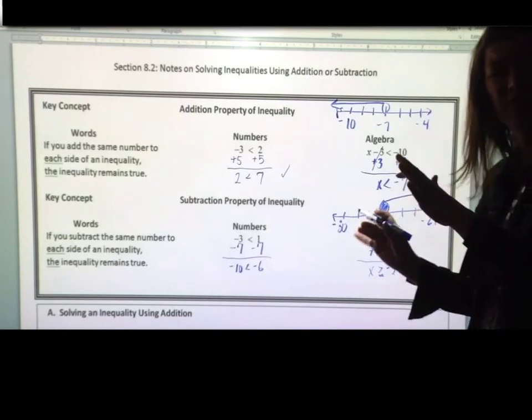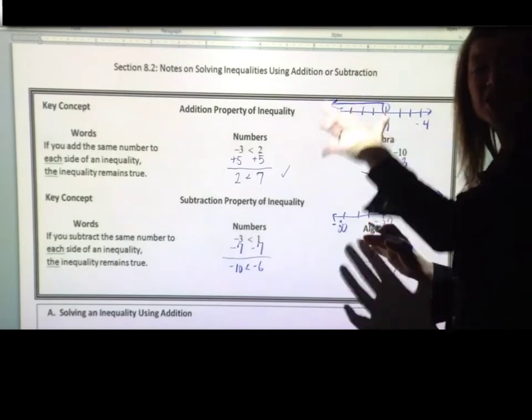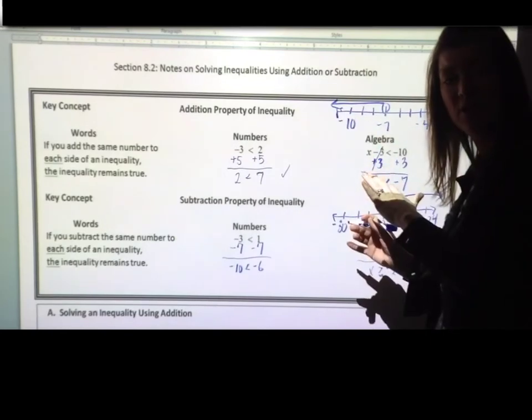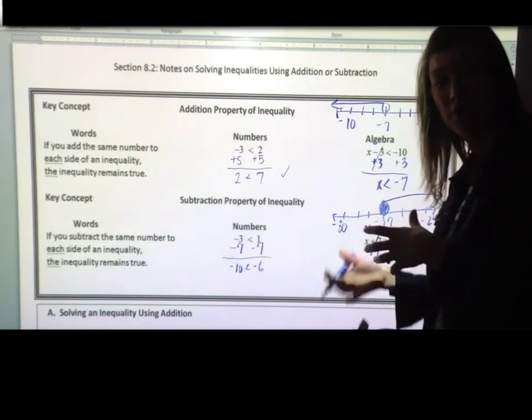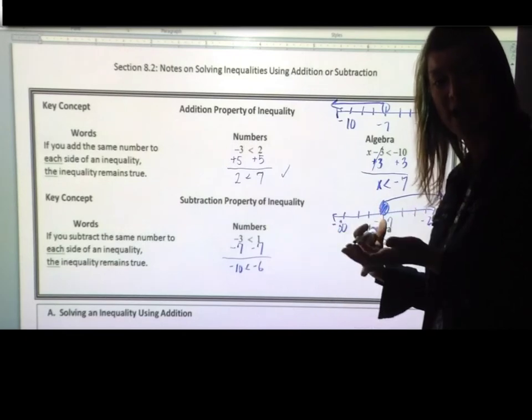So that's a quick refresher of graphing and our two properties, the addition property of inequality and the subtraction property of inequality. We're going to use these now throughout the notes so that we can learn how to add and subtract using inequalities.